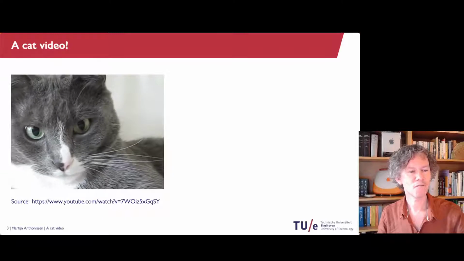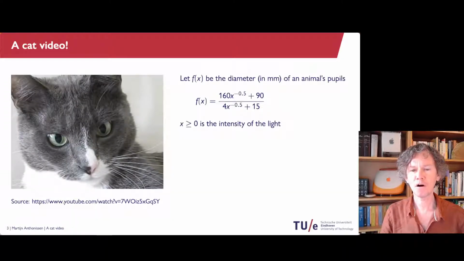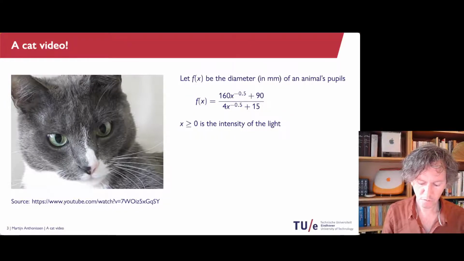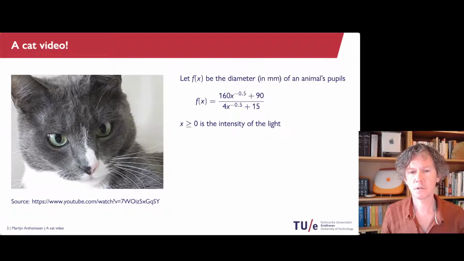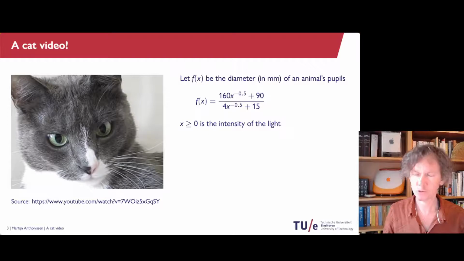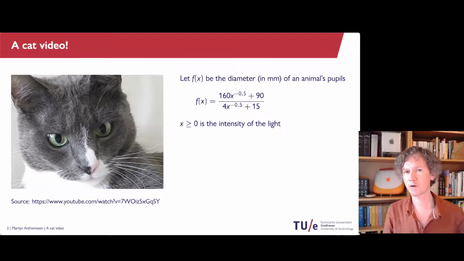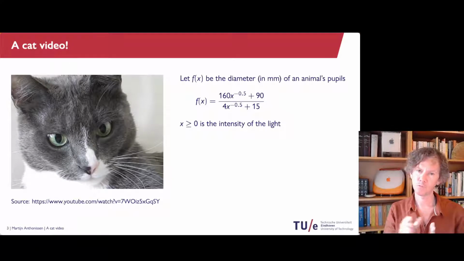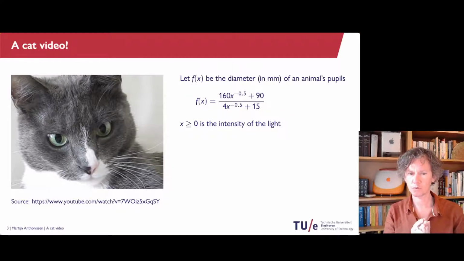So let's look at a model of the pupil of an animal's eyes. And here, if you look at the numbers that are going to come out, this is not a cat anymore. This is a general animal, and the pupil depends on the intensity of the light. So what I have here is a formula. This formula gives the diameter of the animal's pupils as a function of the light intensity. So x is some measure of the light intensity. Very large values of x indicate that there is a lot of light. Very small values of x, close to 0, means that it goes dark.